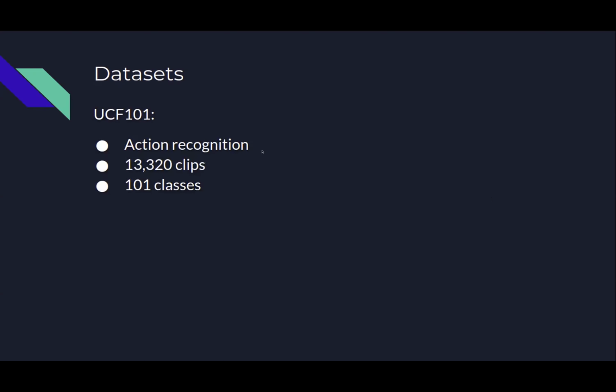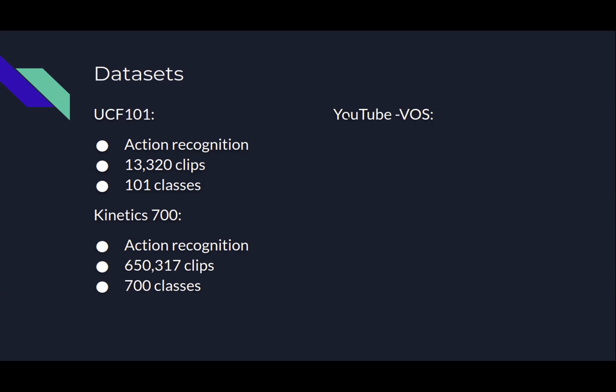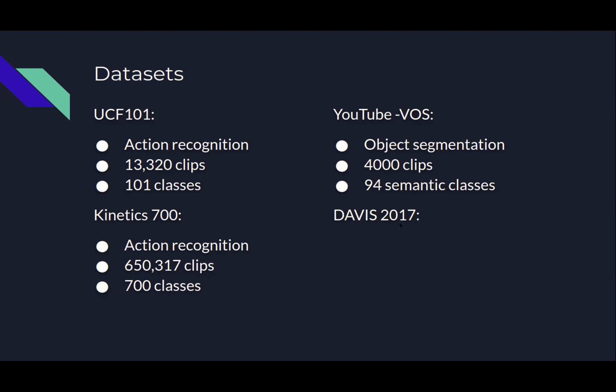So the data sets we can use for this would be UCF 101 for action recognition. This is likely what we'll use for our pre-training. We can test it on Kinetics 700, and then we can try our final model on video object segmentation using YouTube VOS, and we can also use Davis 2017. Now, Davis 2017 was used in the original Dino paper, so we can see how we perform against their results for that.